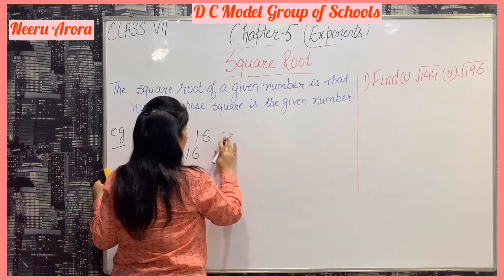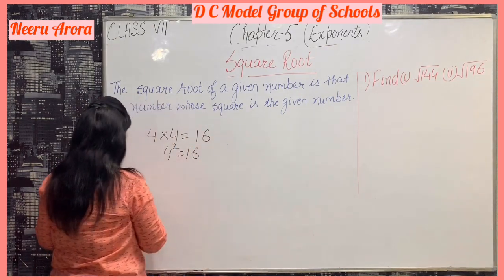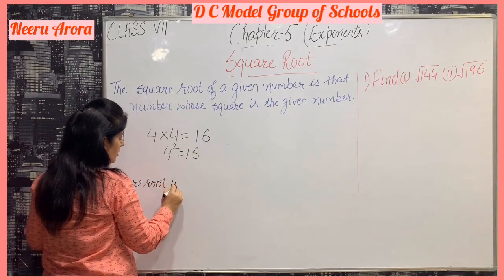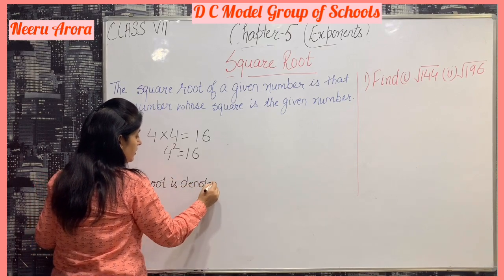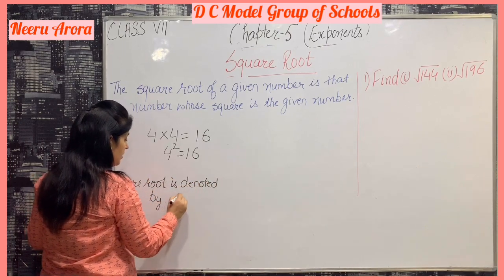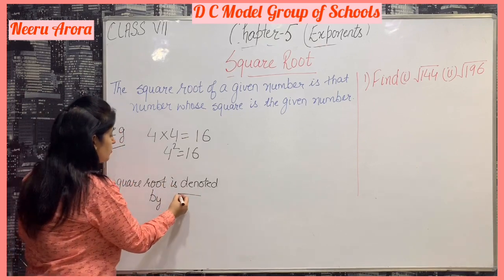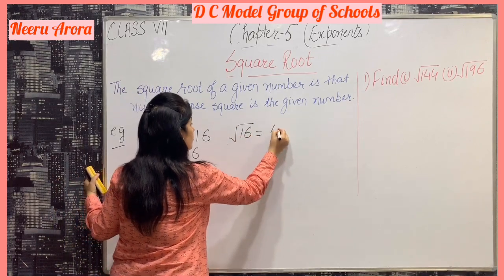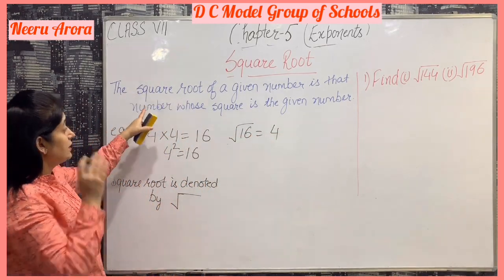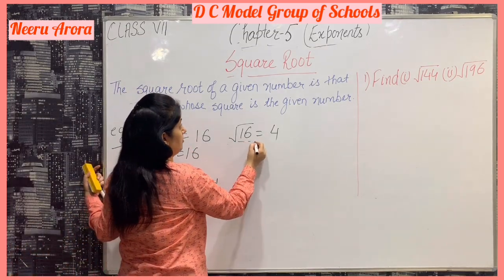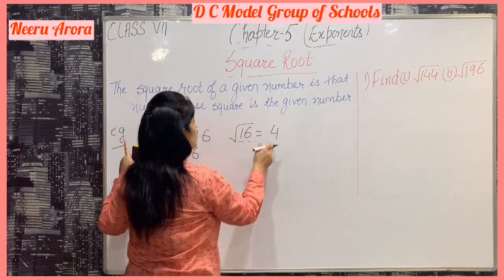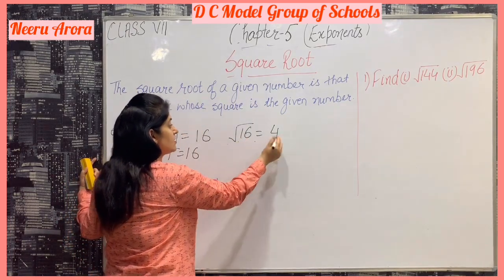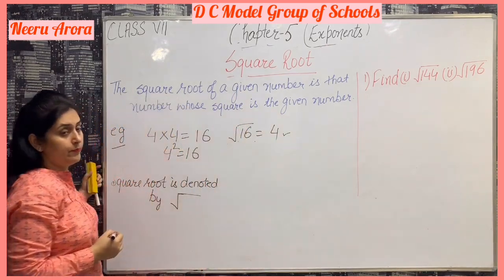Then the square root is denoted by this sign. This is the sign of square root. Now the square root of 16 is 4. So what is the definition? The square root of a given number is that number whose square is the given number. So square root of 16 is 4 and 16 is the square of this number 4.